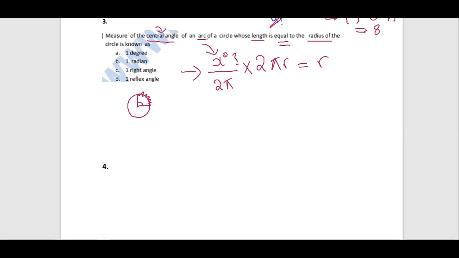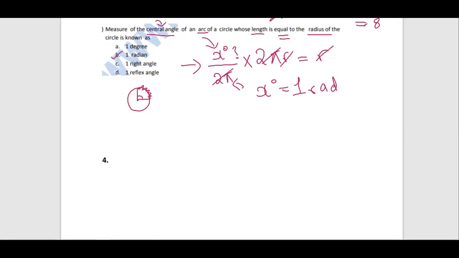Okay, let's just simplify things. 2 pi and 2 pi would be cancelled, r and r would be cancelled, so we have x degrees equals 1 radian. Our answer is in radians because, as I told you initially, we use 2 pi. If we use 2 pi, our central angle x is basically in radians. If you want to answer in degrees, we use 360 instead of 2 pi. Now my answer is 1 radian, so B is the answer.